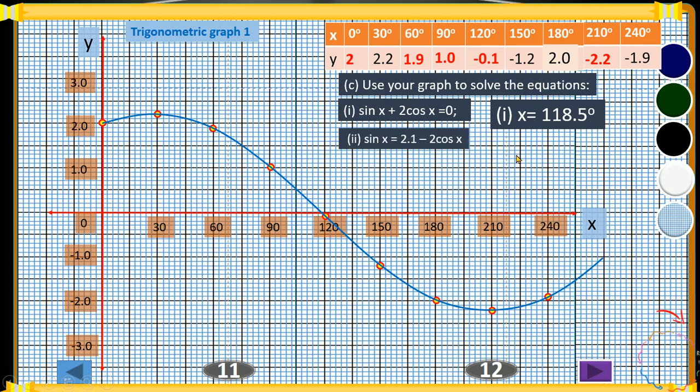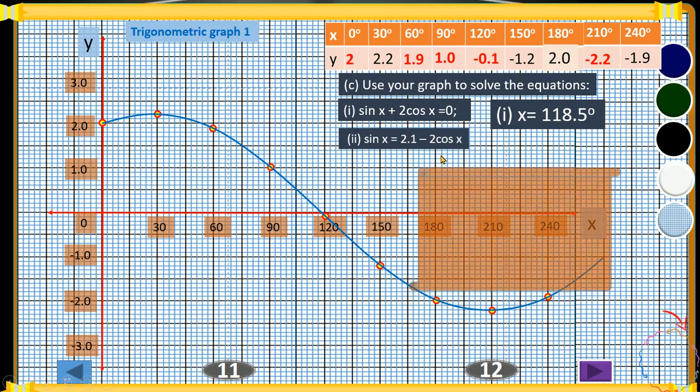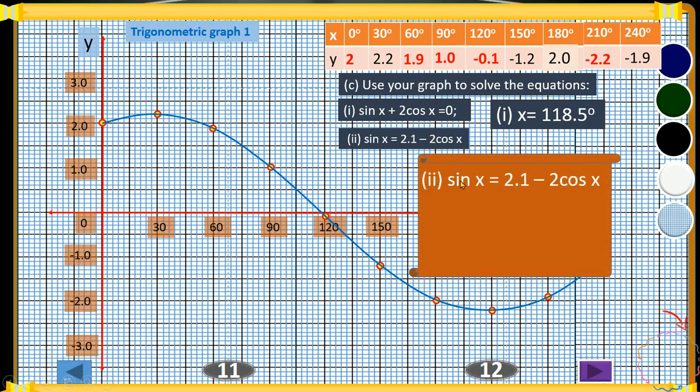Then we are now going to answer the next question. The next question says sin x is equal to 2.1 minus 2 cos x. This new equation must be related to the original function we have plotted the graph for. So now let's simplify this and see what that will give us. Making sin x equal to 2.1 minus 2 cos x, we take minus 2 cos x to the left-hand side. Doing that, we have sin x plus 2 cos x is equal to 2.1. That tells us that y is equal to 2.1.